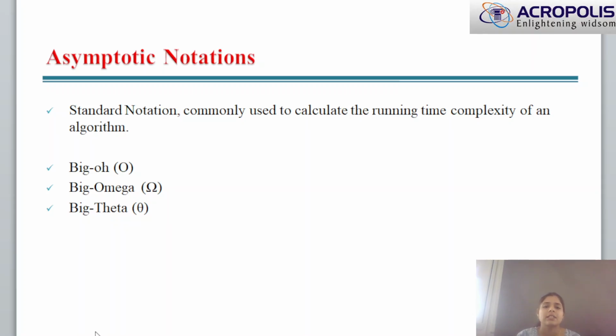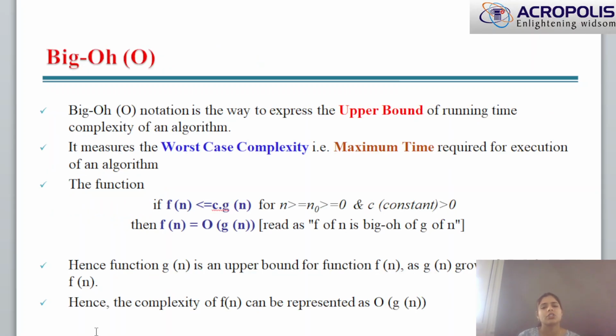Next topic is asymptotic notation. Standard notations commonly used to calculate the running time complexity of an algorithm. First one is big O, second one is big omega, third one is big theta. Big O notation is the best way to express the upper bound of running time complexity of an algorithm. It measures the worst case complexity, that is, the maximum time required for an execution of an algorithm.